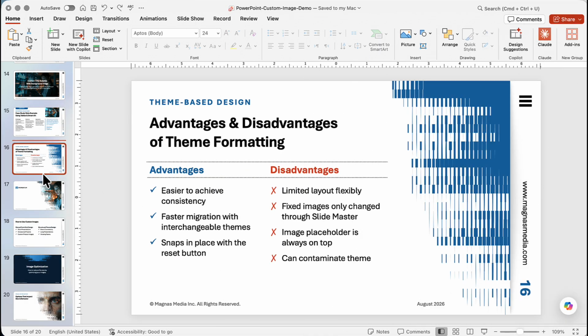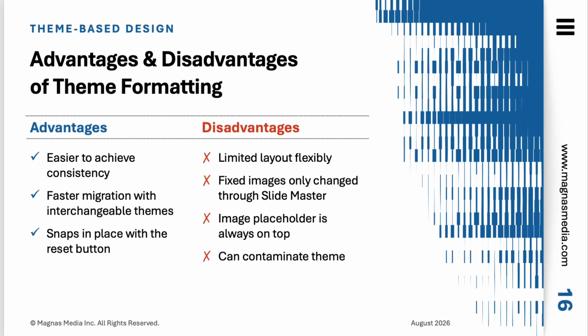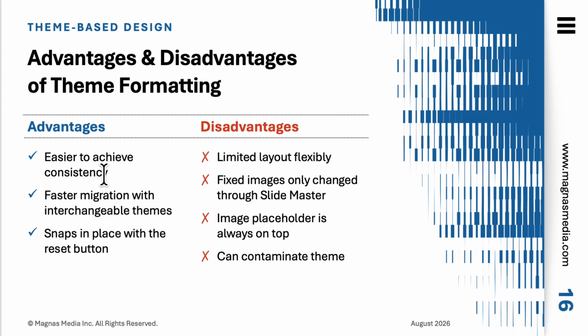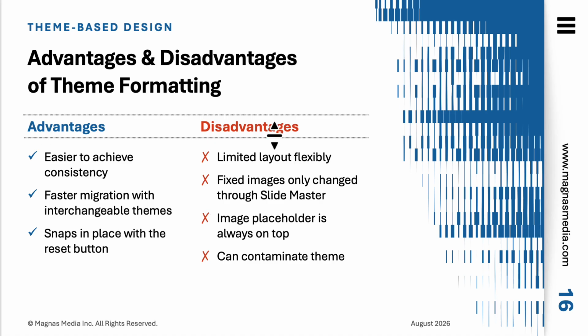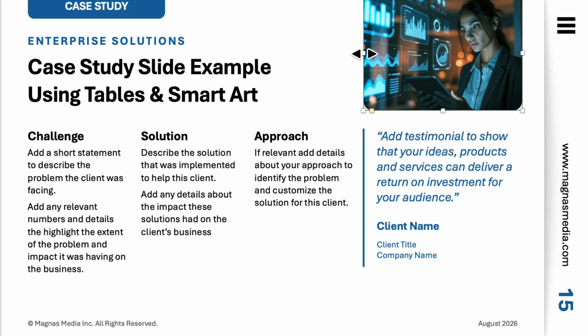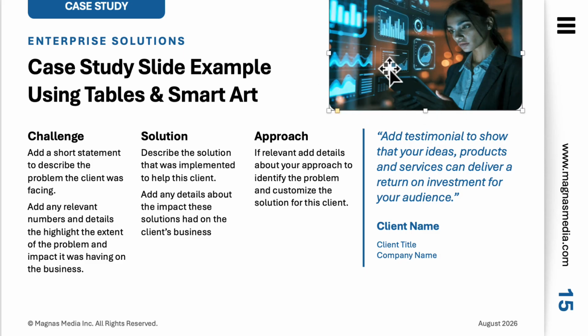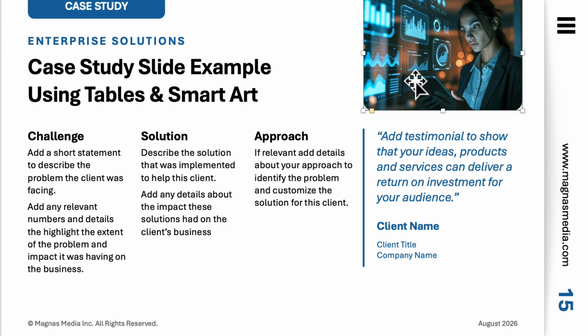Now, everything has advantages and disadvantages. So when it comes to theme, the advantage is that you get consistency. You can have faster migration between themes, especially if they're interchangeable, and you get that snap in place button. Remember that one? When you move things around and you reset, things snap back into place. Now, the disadvantages is limited layout flexibility. So anything that is fixed is going to be hard to move. And sometimes even with image placeholders, if you move them around, you can see here the image is going to get stretched, so it can get a little bit finicky with the flexibility. Themes work best for fixed layouts.